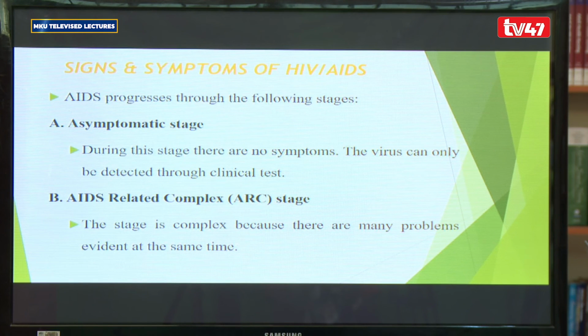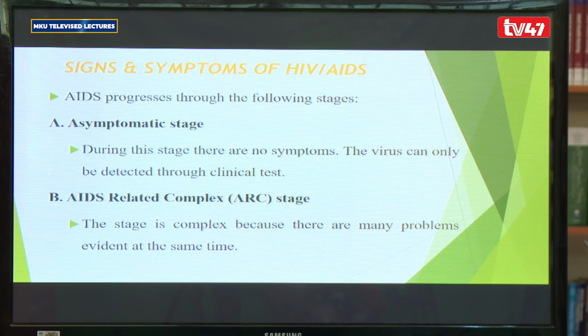Let's look at the signs and symptoms of AIDS. AIDS progresses through the following stages. We have 4 stages for the progression of HIV, and one is the asymptomatic stage, whereby there are no symptoms. The virus can only be detected through a clinical test. So unless one is subjected to the clinical test, you may not know that person has HIV. This is the asymptomatic stage.